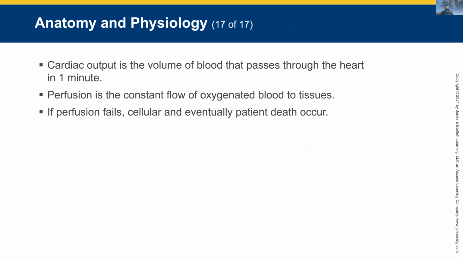Cardiac output is the volume of blood that passes through the heart in 1 minute. Perfusion is the constant flow of oxygenated blood to the tissue. And if perfusion fails, cellular and eventually patient death occurs. We talked about shock a couple chapters ago. Hypoperfusion, so low oxygenated blood feeding the cells and tissue, right? So that's what shock is.